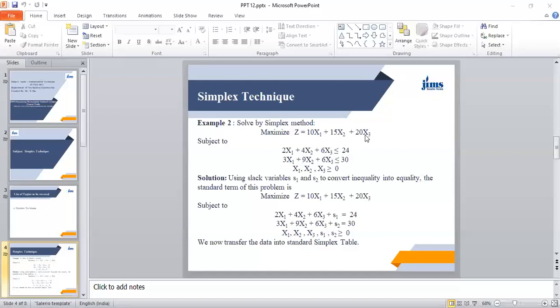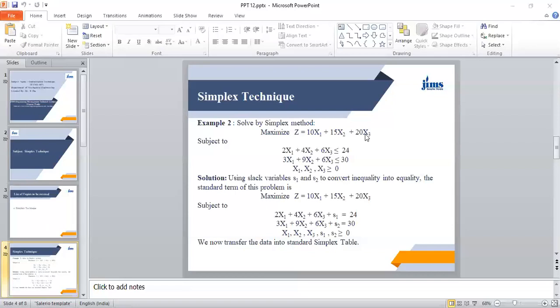So these are less than or equal to type inequations in the constraints. So we use slack variables. Let us use the slack variables S1 and S2. So what happens? To the first inequation 2x1 + 4x2 + 6x3 we add S1, which converts it into an equality, and it becomes 2x1 + 4x2 + 6x3 + S1 = 24. Similarly, the second equation will be 3x1 + 9x2 + 6x3 + S2 = 30, with x1, x2, x3 all greater than or equal to 0.